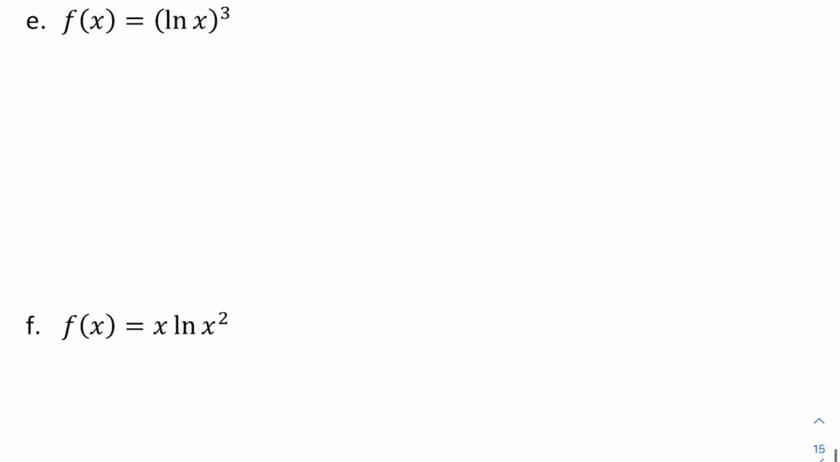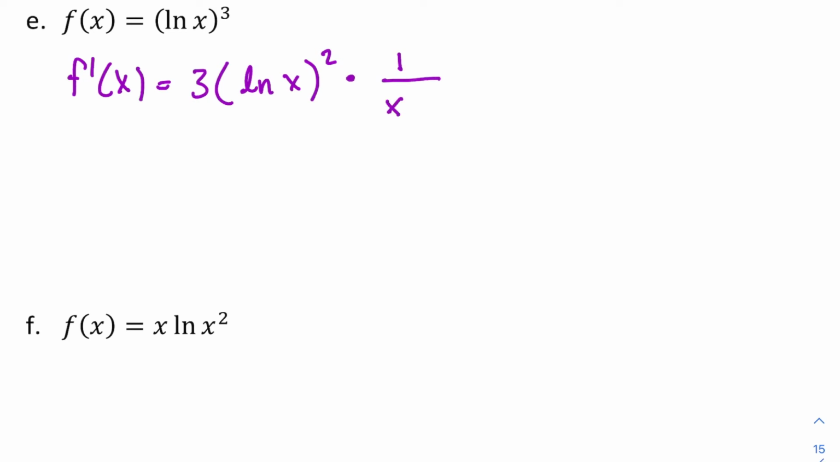We're going to combine some logarithms and some chain rules. So here we're going to have to work from the outside in. So I'm going to start with 3 times natural log of x to the second, and then multiplying by the derivative of the inside, which will be 1 over x times natural log e, and then times the derivative of x is 1. So simplifying, we have 3 natural log of x squared over just plain old x.